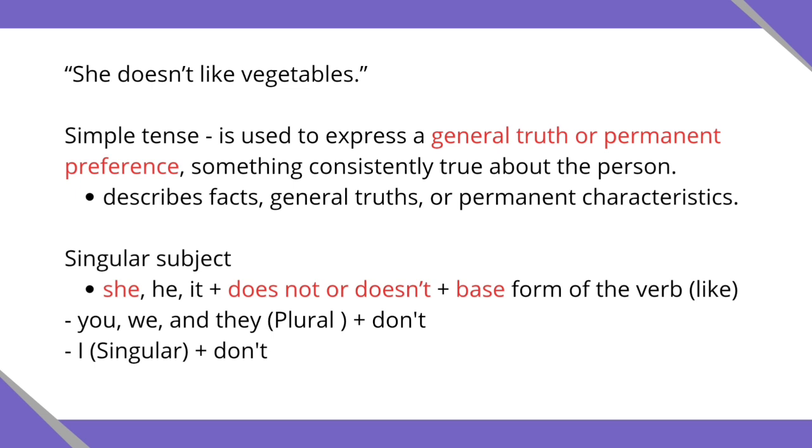Since the subject here is she, the sentence uses doesn't instead of don't, which is used in plural subjects like you, we, they, and also in the singular subject I. Additionally, after doesn't, the verb must remain in its base form, like. Therefore, she doesn't like vegetables is the only grammatically correct option.